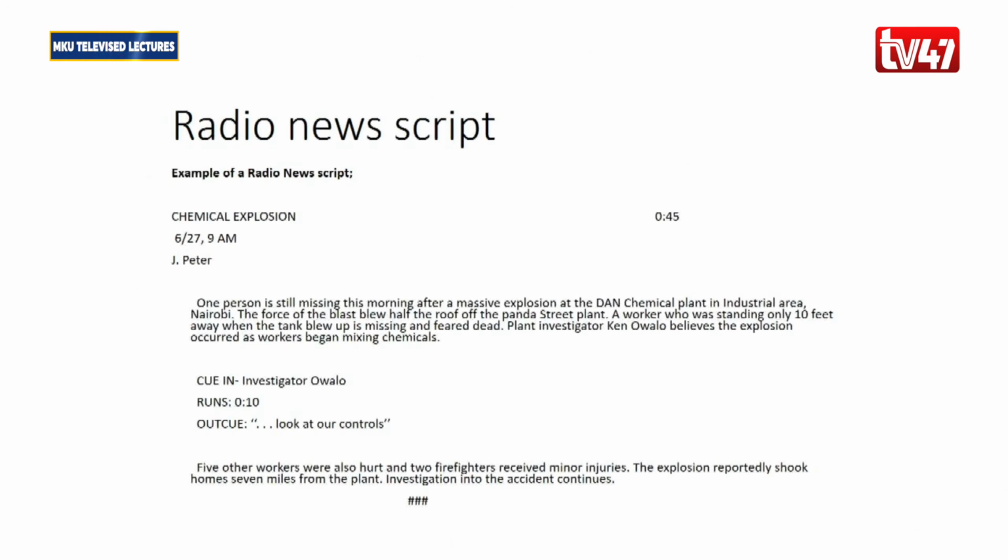So with that, when the announcer says that, we will be certain that this news item is supposed to be announced at that particular moment. Again, you indicate the person who has done the news coverage, and in our case it is J. Peter. Now on the right side of the column, you indicate the duration of that news item, and in our case, it is 45 seconds.